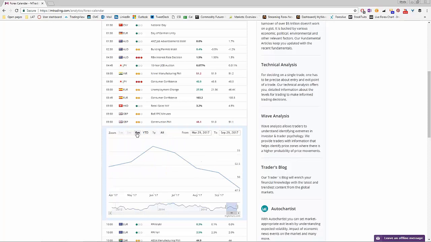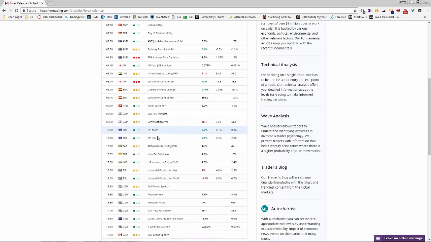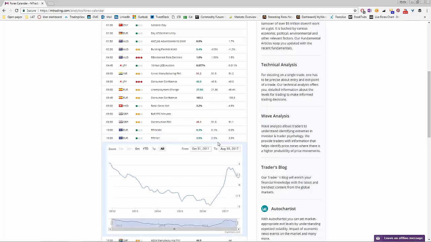You may want the last 6 months. You can see that in the last 6 months, it's been in a decline. Overall, the sentiment in this construction PMI has been lower and lower and lower. And let's also check the PPI. Okay, you can see that this would have had a larger move.